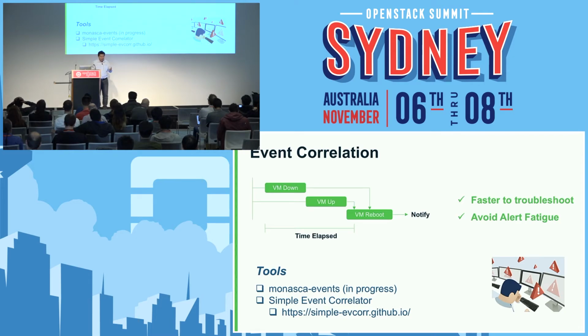So it would be better if we can correlate it to say, okay, the VM is just rebooting, and so just notify the operation team. In this way, the number of messages that will be sent out to the operation team will be much more focused, much more accurate, and succinct to help them do the troubleshooting more easily. Monasca is working on it. They have an events module that can help you do all this aggregation and correlation.